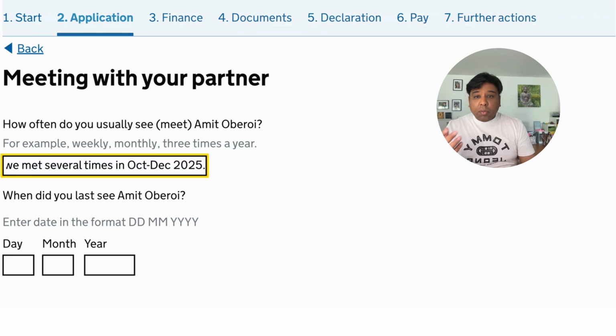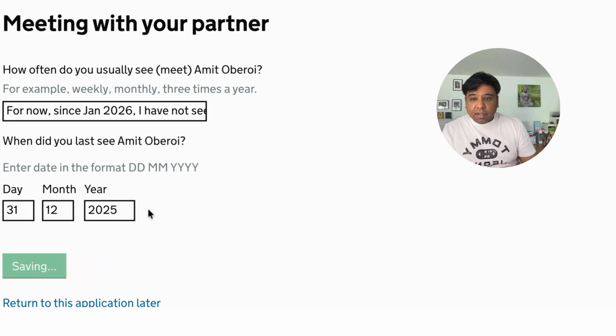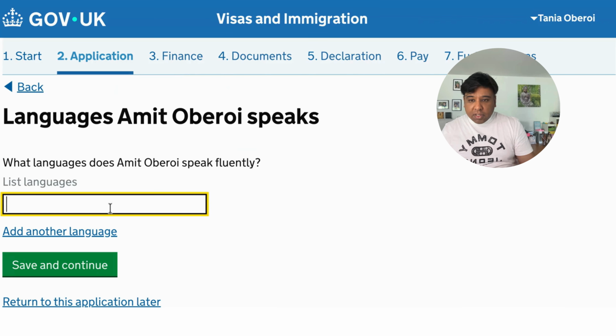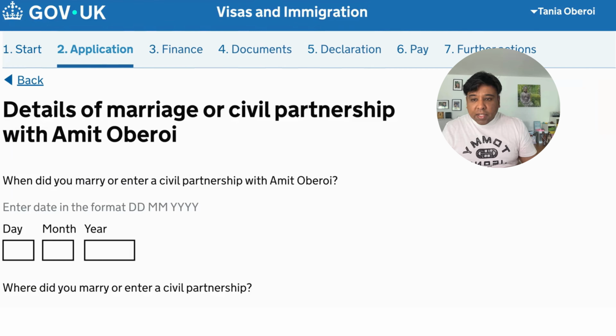As simple as that, because you'll be expected to provide the proof. When did you last see Amit? Say you saw Amit on the last date before he boarded the flight. This is the day he boarded the flight. What languages does Amit speak? English. And what languages do you and Amit usually speak? If you communicate in Hindi or English, whatever it is, you can write that.